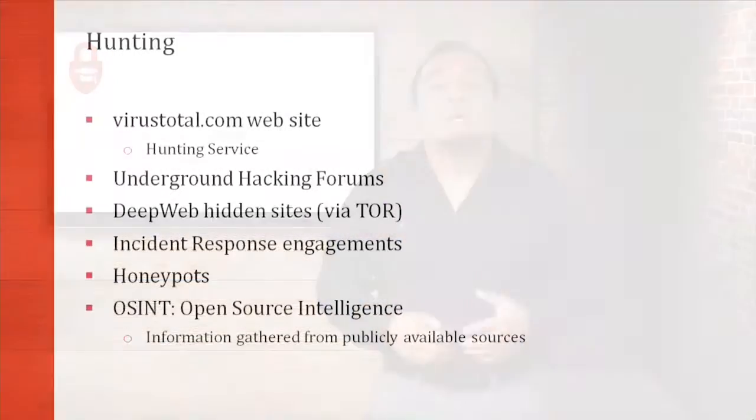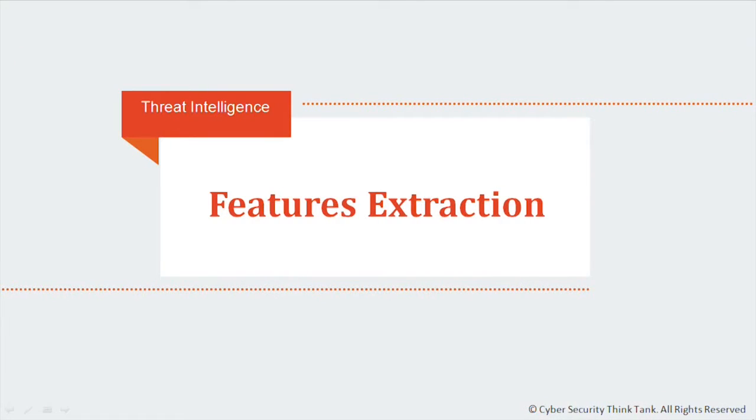OSINT, which is called open source intelligence, is a very well-known nowadays term, which basically means that you can grab information from different available sources in internet. Okay, we're going to see some examples. Okay, so that was hunting.